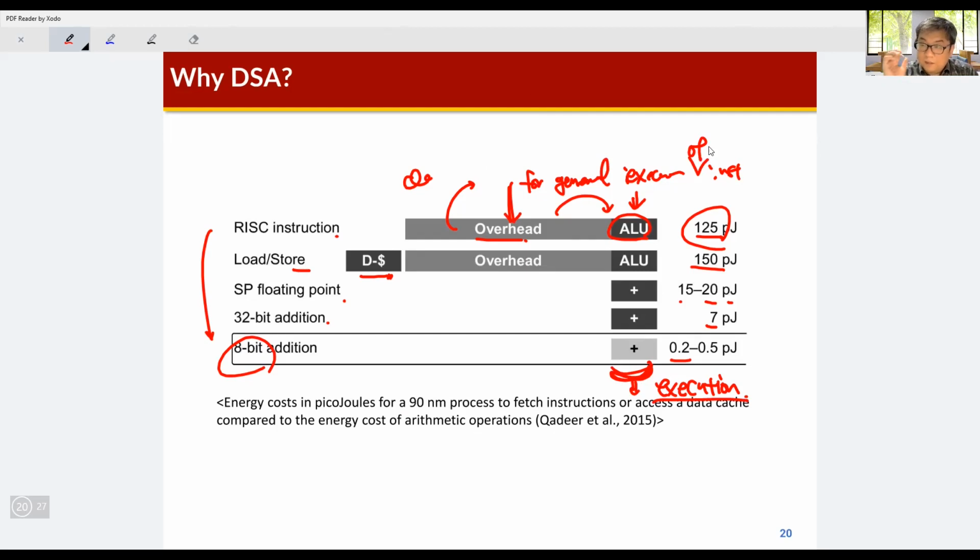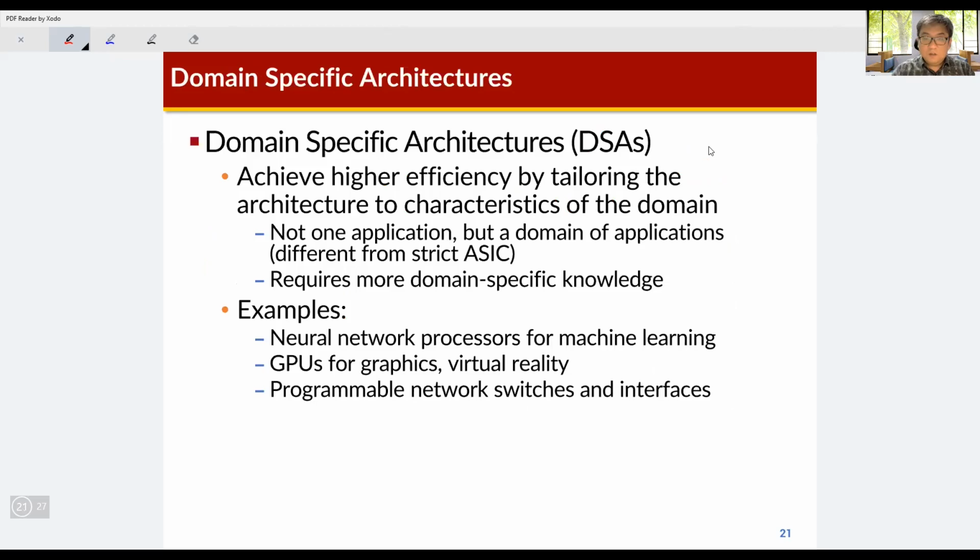So that means if the large amount of data can be just executed in the processor, then it will consume very low energy. That is the idea of domain-specific architecture. So what is the domain-specific architecture? So domain-specific architecture is the architecture design focusing on some specific domain application.